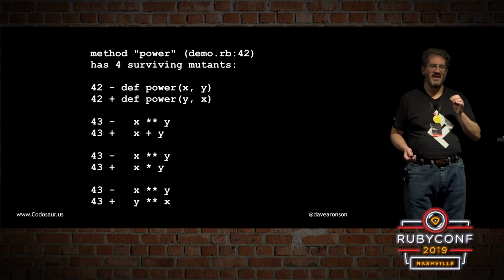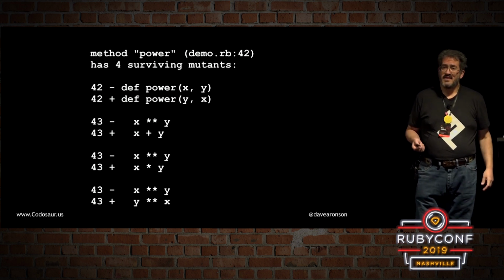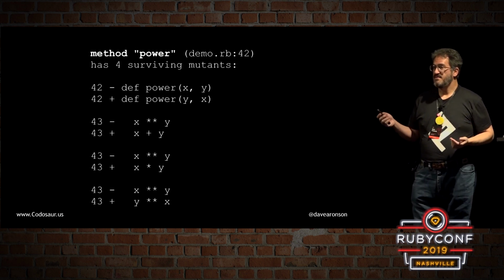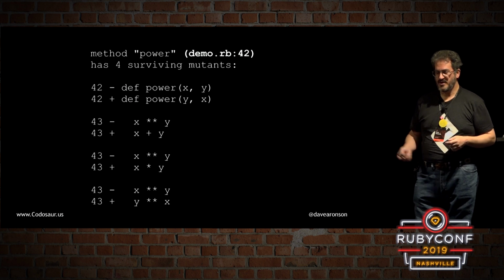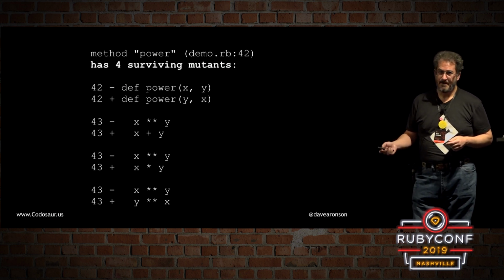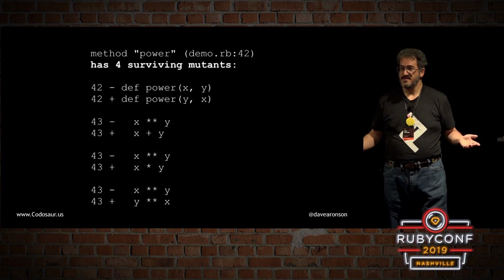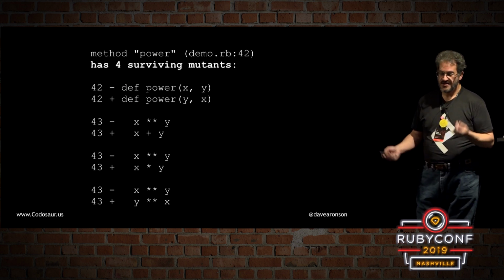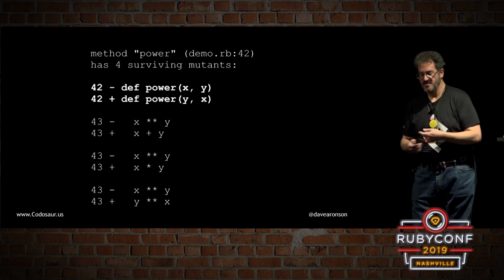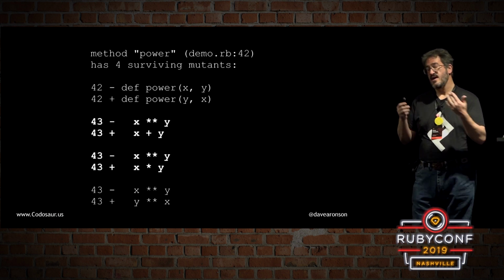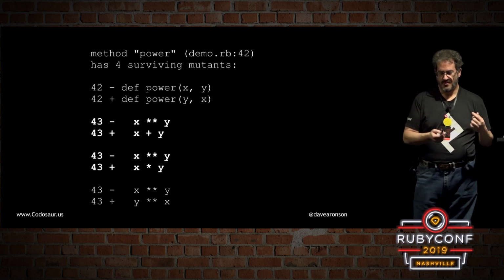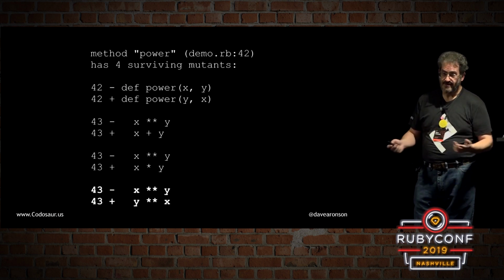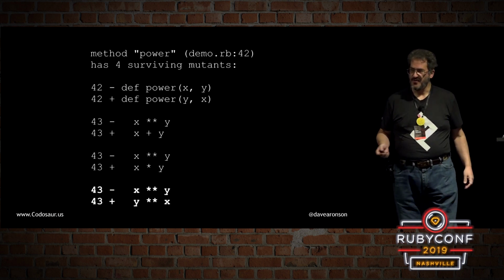And to unpack what that information is, it's telling us that if we changed the method called power, which is in file demo.rb starting at line 42, in any of 4 different ways, then all its unit tests would still pass. And those 4 ways are to change line 42 to swap the order of the arguments, to change line 43 to change the exponentiation to addition or multiplication, or to change line 43 to swap the order of the operands. Pretty straightforward, right?